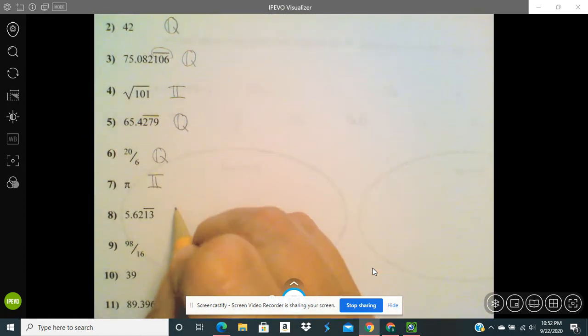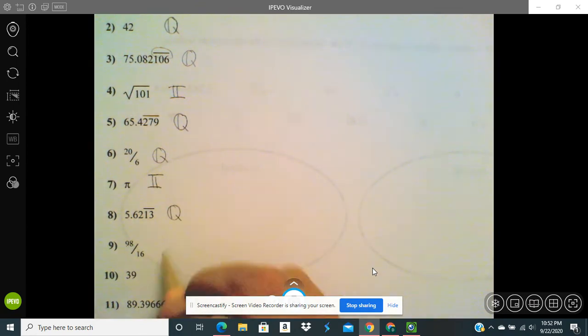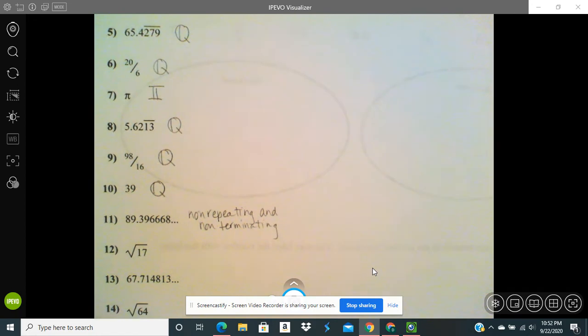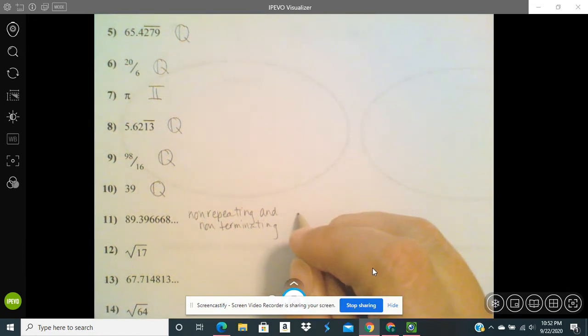5.6213, that's a repeating decimal, rational. Fraction, whole number. This is non-repeating and non-terminating. I don't know what the next digit will be, and because I don't know what the next digit is going to be, this is irrational.